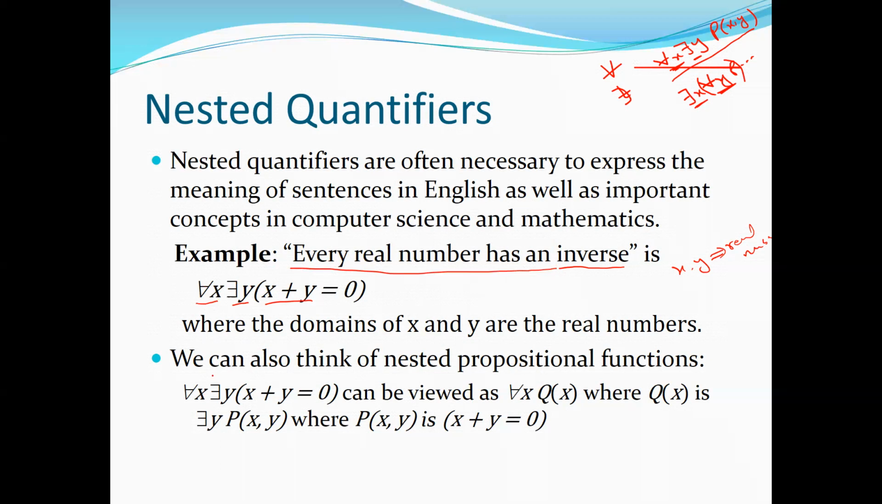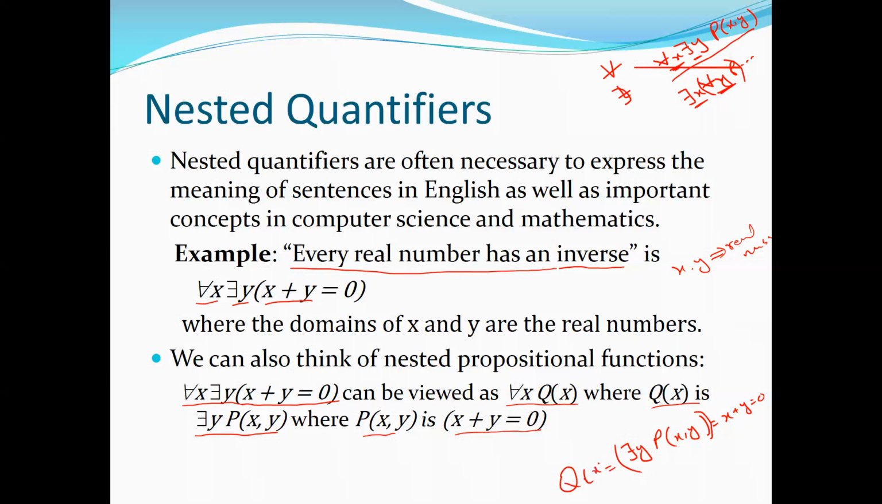You can also think about it in another way: we can think of nested propositional functions. I am talking about this one: for all x there exists some y such that x plus y is equal to 0. It can also be viewed as for all x, Q of x, and this Q of x is there exists some y, P of y, and this P of y is x plus y equal to 0. So we can have the nested propositional function like we have seen in the previous class. If I write P of x comma y as equivalent to x plus y equal to 0, then there exists some y such that P of x comma y is true, and this whole thing I call equivalent to Q of x.